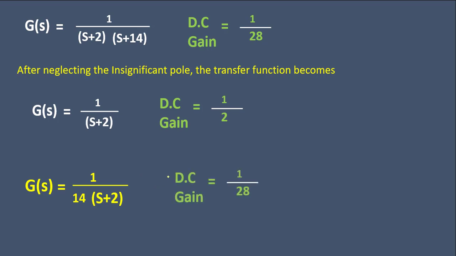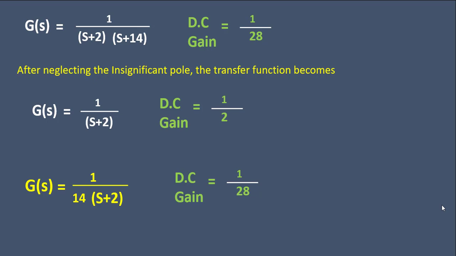Now the DC gain of the approximated transfer function is the same, that is 1 by 28, as that of the original transfer function. So the correct answer for this question is G(s) = 1 upon 14 into (s + 2). We have approximated the original transfer function to a single pole as asked in the question. So this was one simple question on the concept of dominant pole.